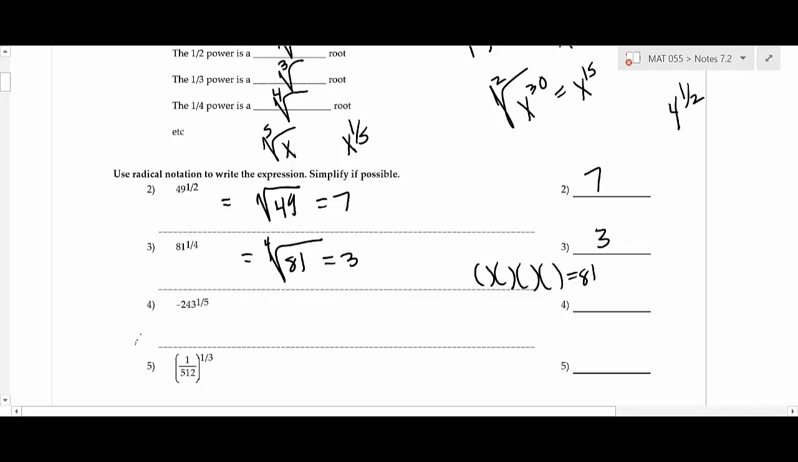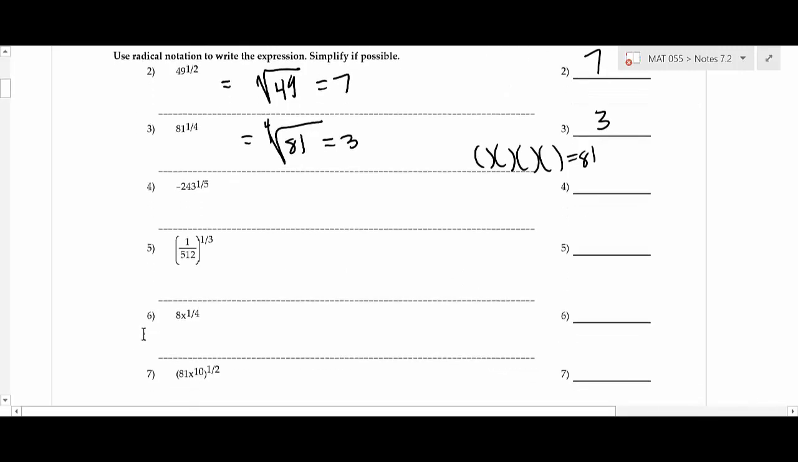I'm going to skip number 4, but come back to it. I'm going to just push on with this number 5, but then I'll go right back to it. What this would mean is it's a 1/3 power, so what does that mean? It's a third root of 1 over 512. So anytime you have a fraction, just do the third root of the top, and then do the third root of the bottom.